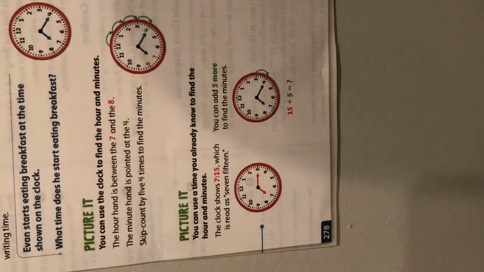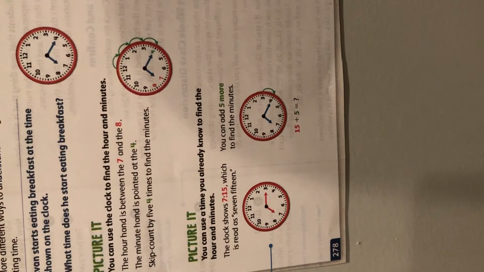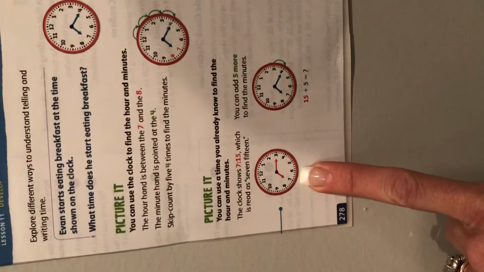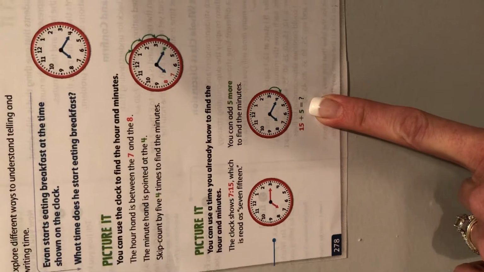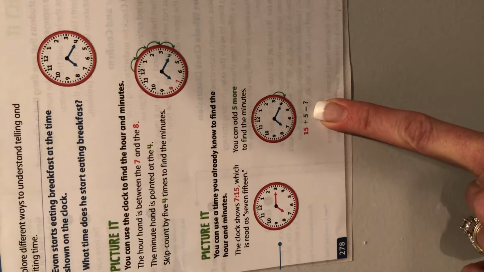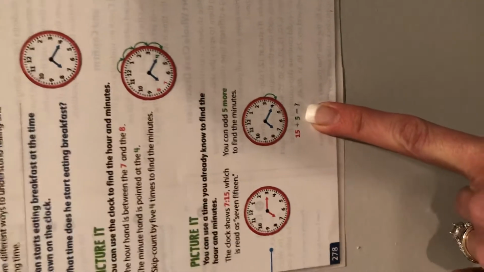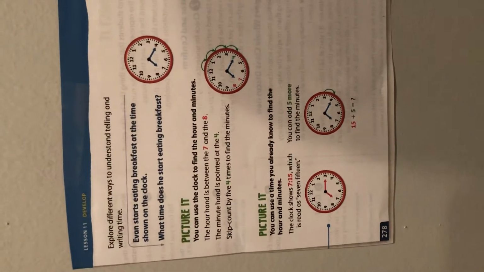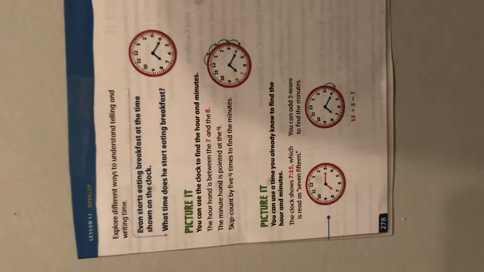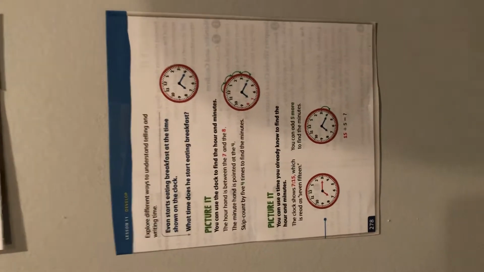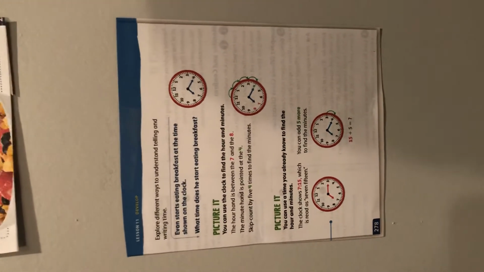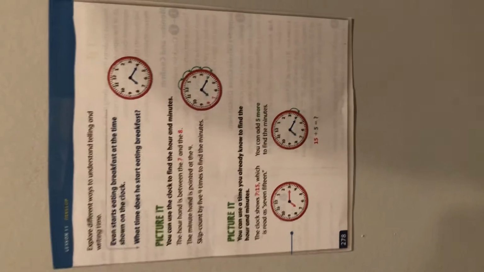Now, you can use a time you already know to find the hour and minutes. So the clock on this clock says 7:15, okay? And then you can just add 5 more minutes to this clock, and you know that 15 plus 5 is 20 minutes. So these are two different strategies on how you can tell time, boys and girls, okay? So now that we went over that question together, I have some work for you to try on your own, okay?